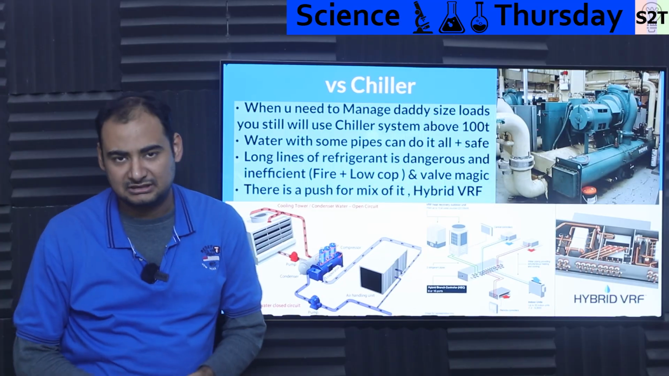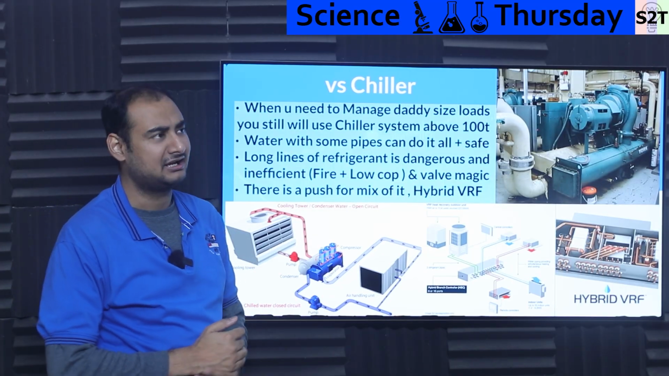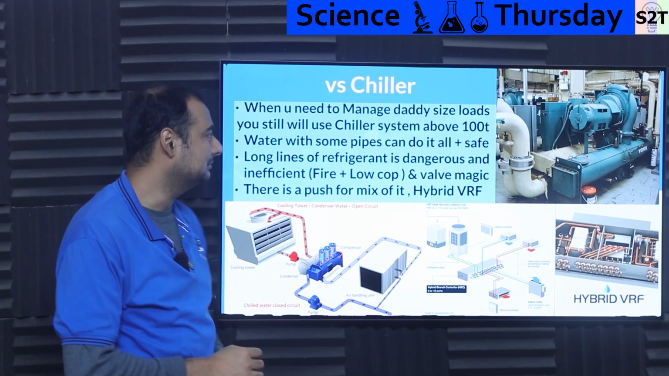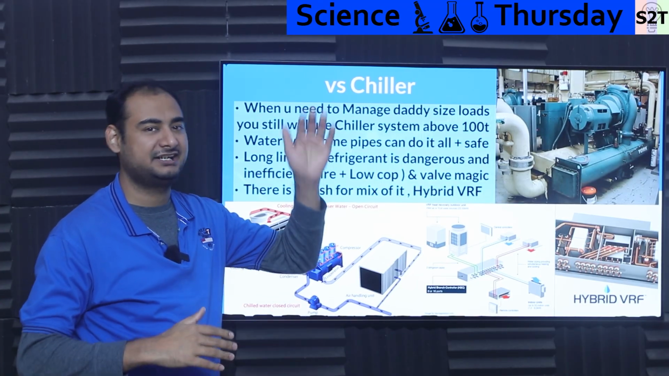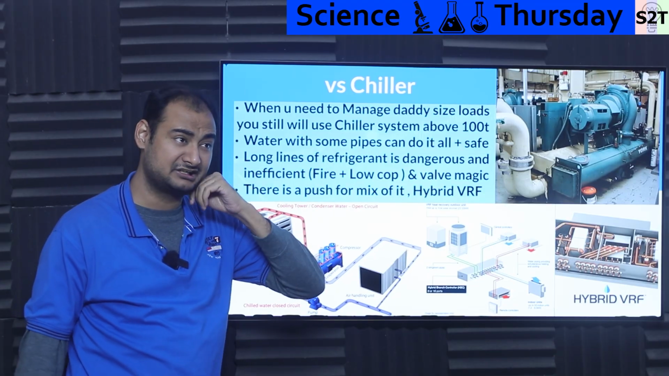Now, how does this system compare to chiller? Because again, chiller is ancient. Chiller has been there, chiller is there, chiller will be there. So chiller is basically when you need to handle daddy size load, meaning you are starting above 100 tons. Like you're like, hey, 200 ton, 500 ton.